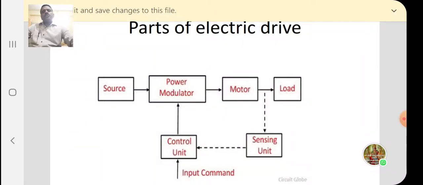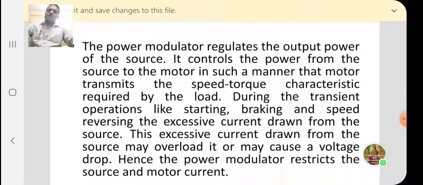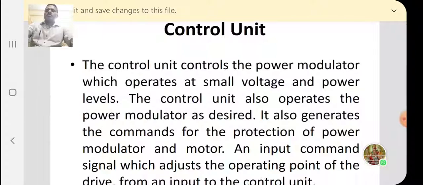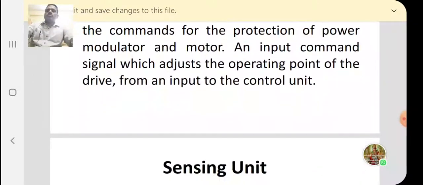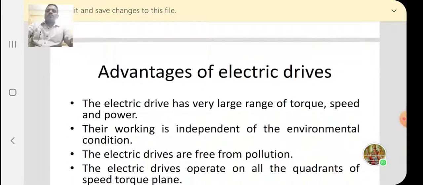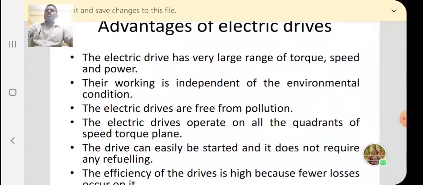The main advantages of electric drives are also described here. The control unit, the modulator unit and sensing unit, all these we have to discuss here. Now the advantages of electric drives. The first one: electric drives have a very large range of torque, speed and power. And second, their working is independent of environmental conditions.